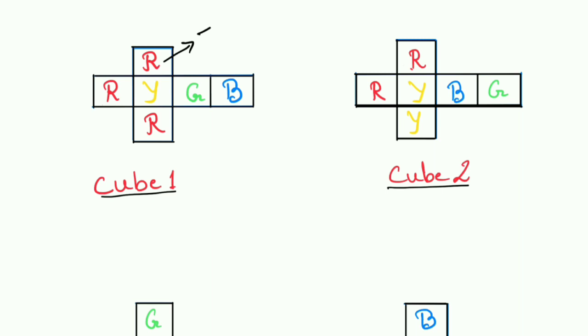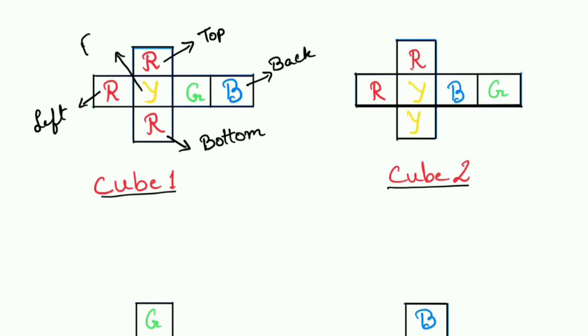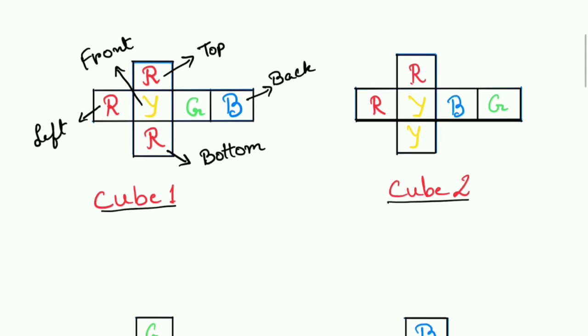So let's see here. Here R is the top of the cube. And then next R is the bottom of the cube. Again B, that is the blue color, is the back of the cube. Here R means red, Y yellow, G green, B blue as colors are depicted. Here again next R is the left of the cube. Y is the front of the cube. And then G, that is green color, is the right of the cube. So top, bottom, front, back, left, right. So the cube is depicted in this way.